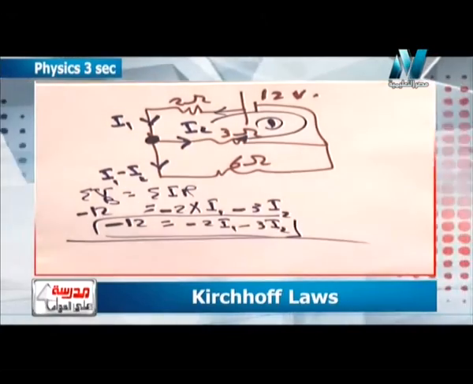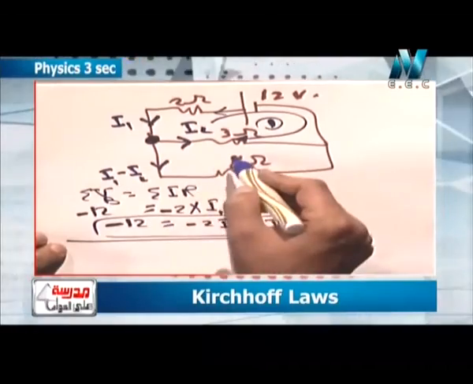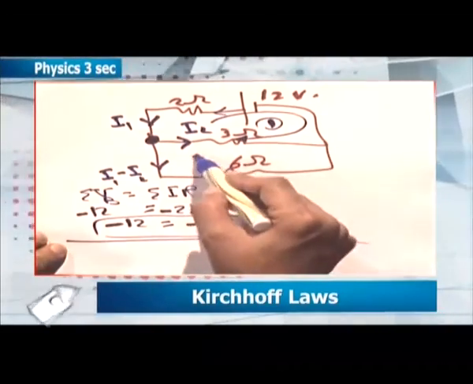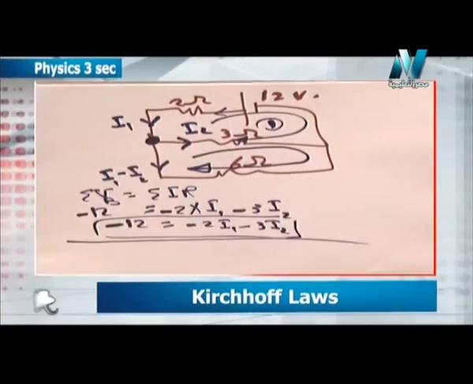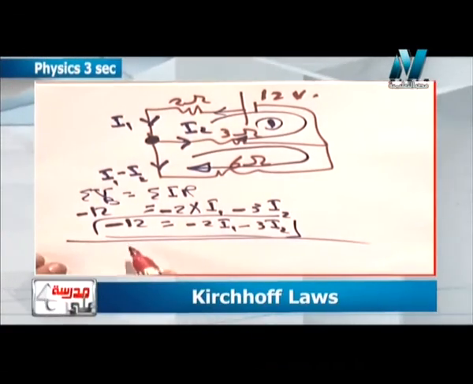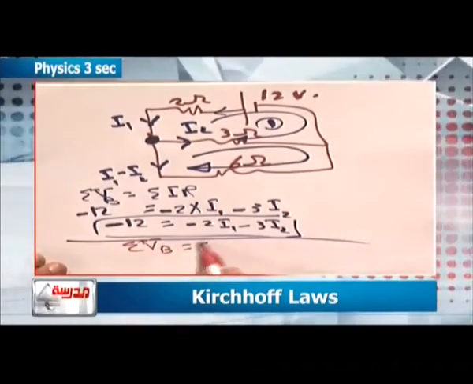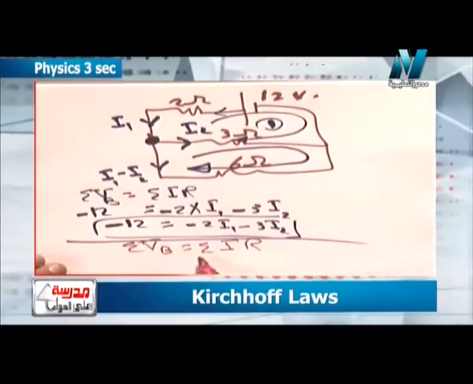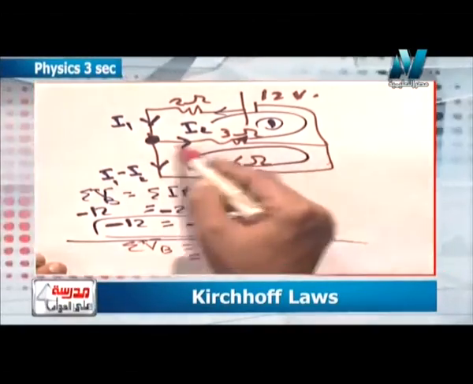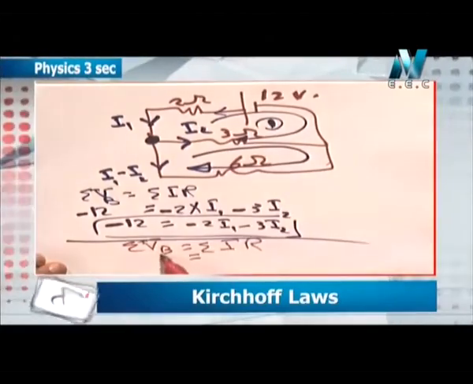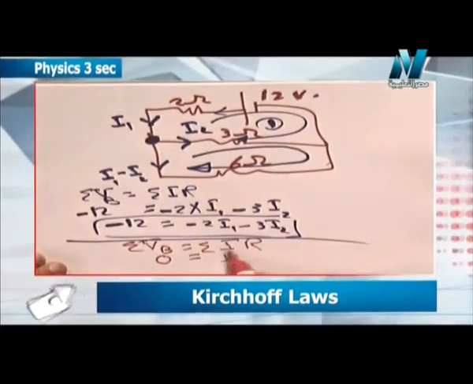Then the first equation. Then apply the same equation in the second loop. Number 1, make the loop like that. Number 2, summation VB equals summation IR. In that loop, pay attention, there is no battery, so summation VB here equals 0.